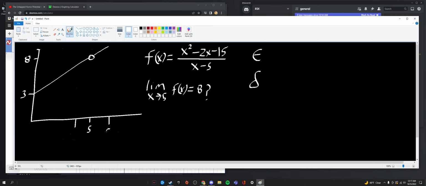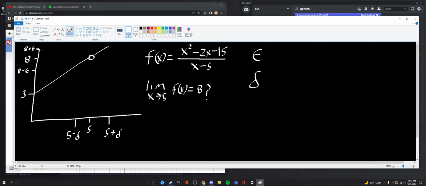I should probably write that down, just like I should have for the epsilon, but that's okay. So we have 5 minus delta over here, 5 plus delta over here. And of course here we would also have L, or I guess we can just use 8. So we would have 8 minus epsilon at the bottom here. Up here we would have 8 plus epsilon.